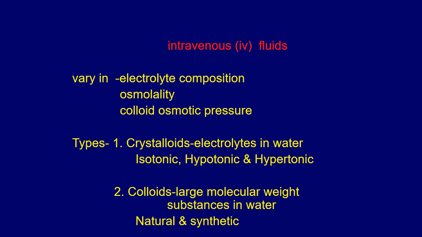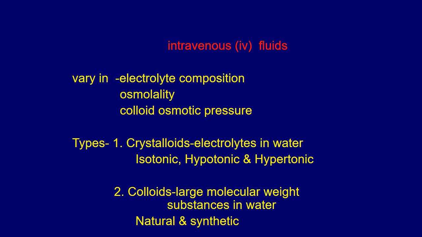Crystalloids are where you have electrolytes dissolved in water. They can be further subdivided into isotonic, hypotonic, and hypertonic crystalloids. Isotonic crystalloids, hypotonic crystalloids, and hypertonic crystalloids. We will be learning about those in the next few slides to come.